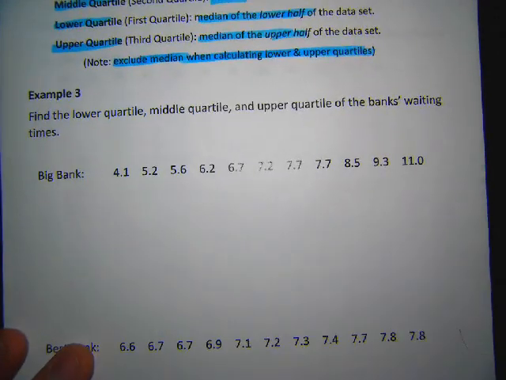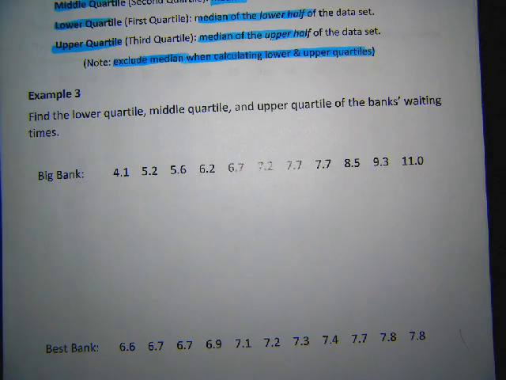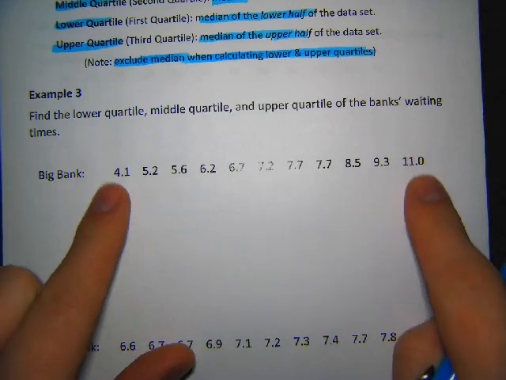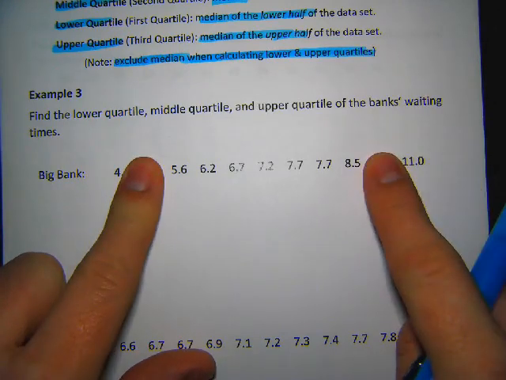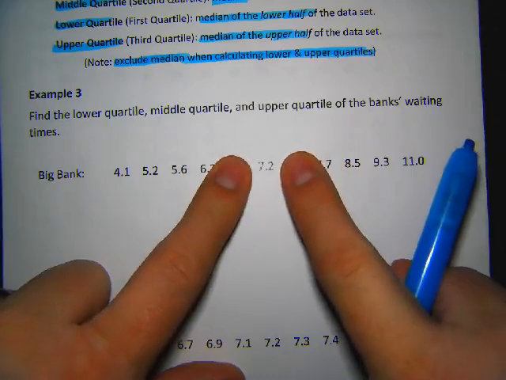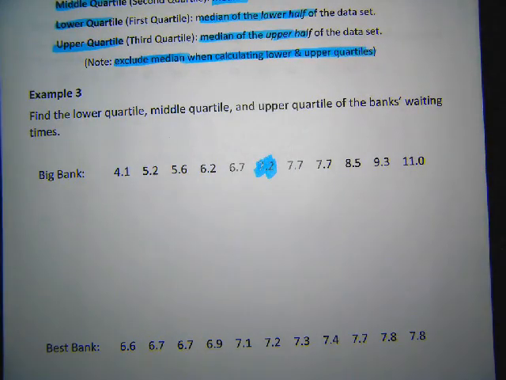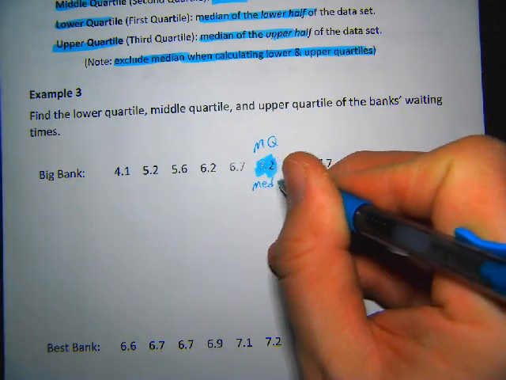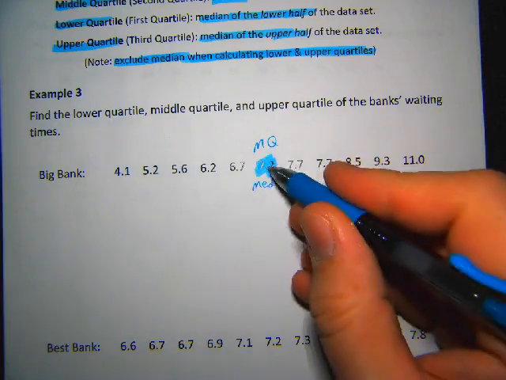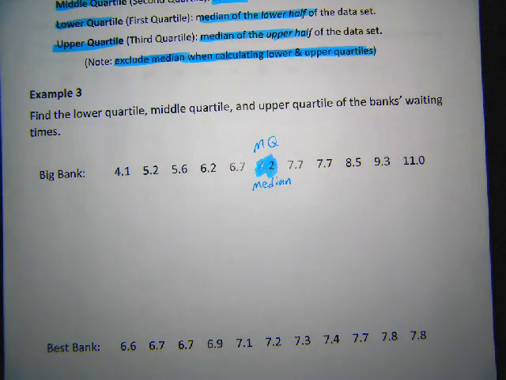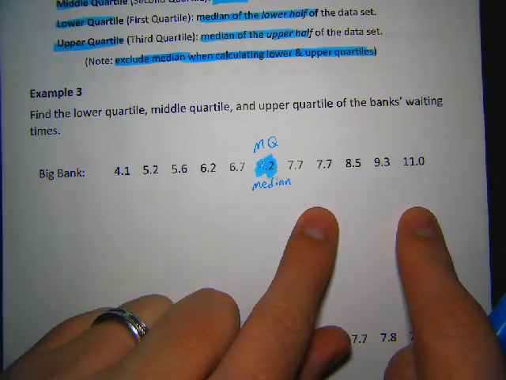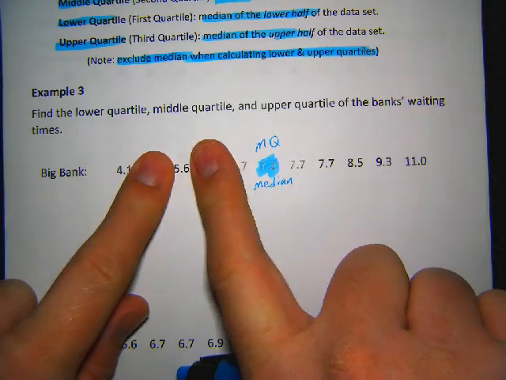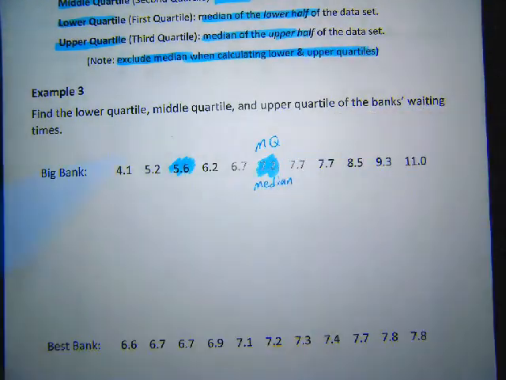So for example, for Big Bank, we want to find the middle quartile, the upper and lower quartile. So we'll do the whole cover-up method like we did for finding the median before. We just cover up until we find the middle number. So this number right here is the median, or the middle quartile. And because the number is actually in our data set, we're not going to use it when looking for the lower quartile and the upper quartile. So if we're doing the lower quartile, we're going to ignore the median, just look at the numbers below, and do the same cover-up method. And here we'd see that 5.6 is the lower quartile.